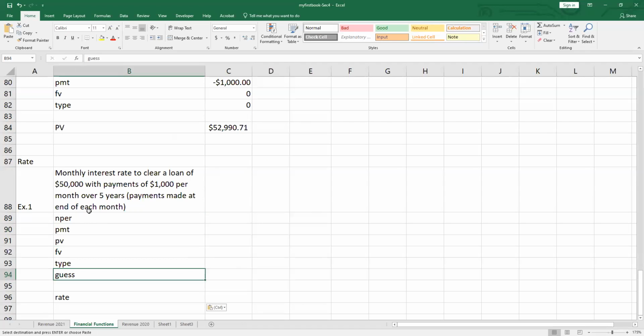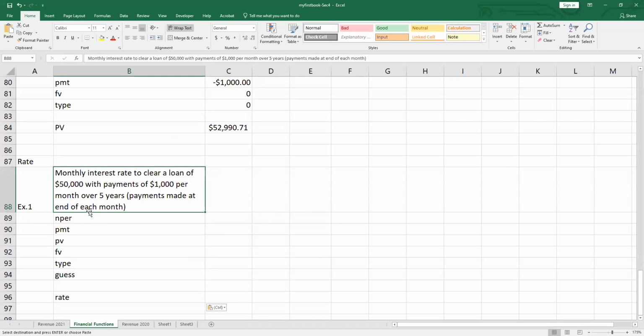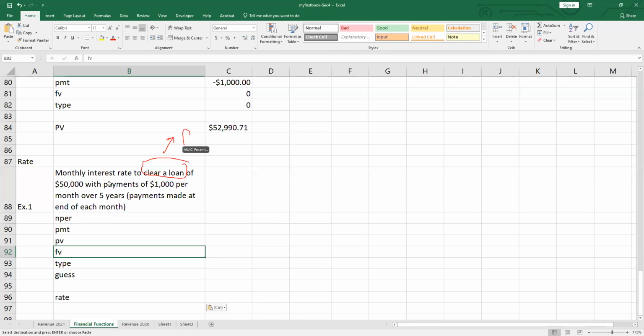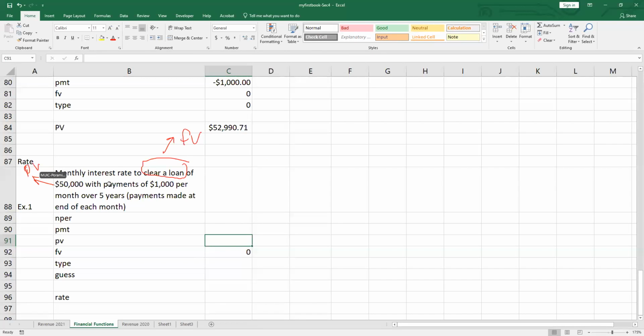So for the first one, the first information that you get from this problem is that you want to clear a loan of 50,000. When you want to clear a loan, for sure, it tells us about FV, or future value. You have no more debt. So in this case, FV is zero. You have a loan of $50,000, which means that you borrow the money from the bank. $50,000 is your PV, because you have the loan of $50,000 with the bank. Positive $50,000, because you get the money from the bank.